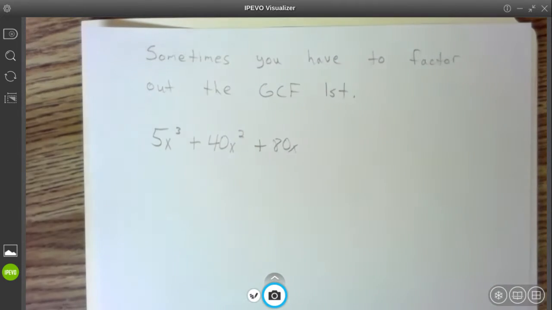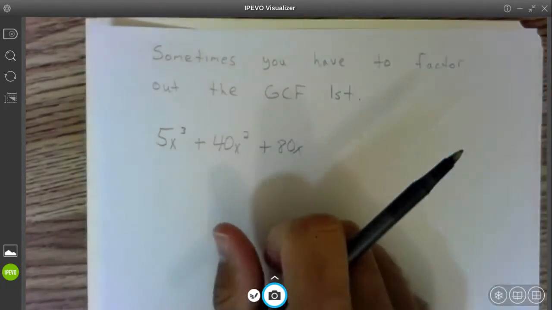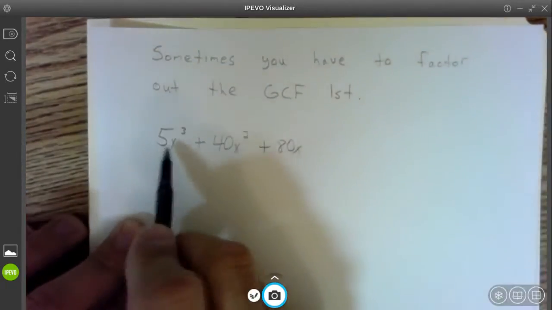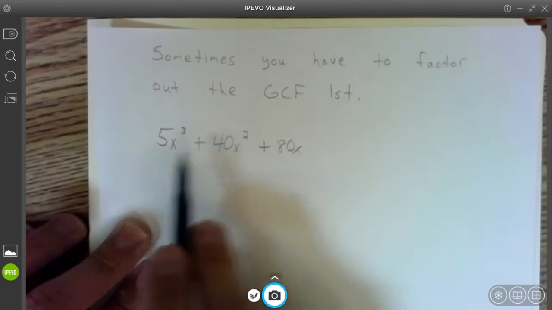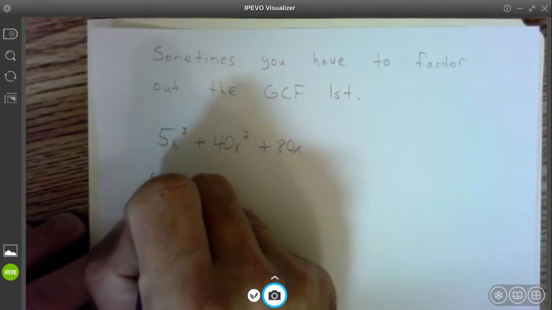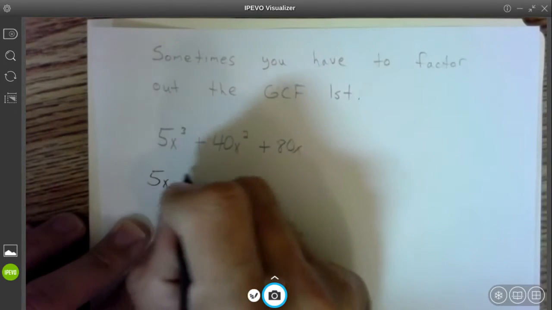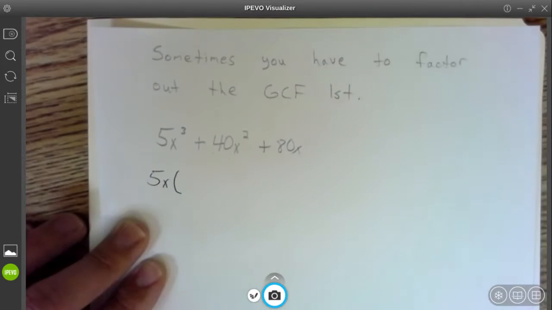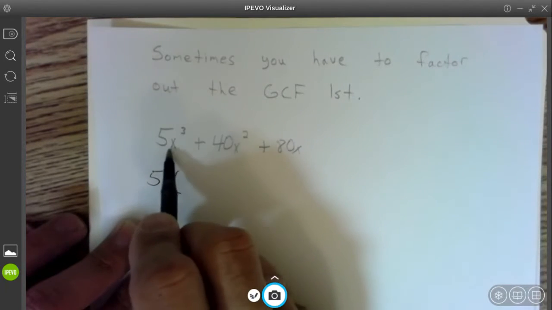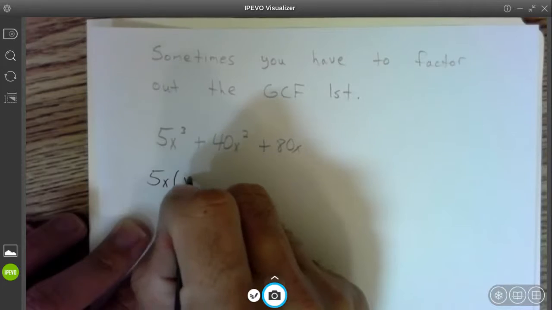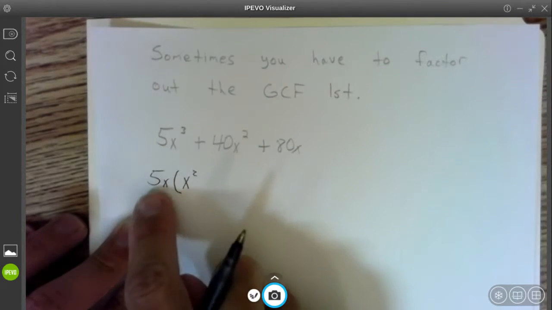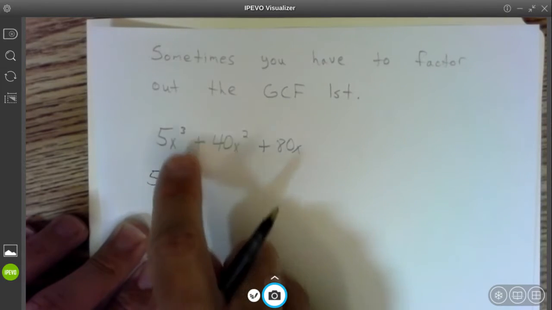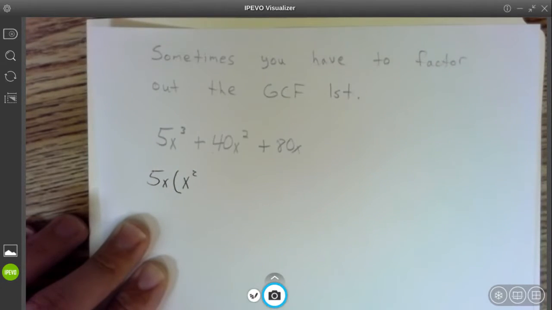It's always going to make your life easier if you always look for factoring out the GCF first. So in this one, 5 divides evenly into all the terms, and they all have an x. So what I need to do first before I start this problem is factor out a 5x. My 5x cubed term is going to end up becoming an x squared. This is like that reverse distributive property.